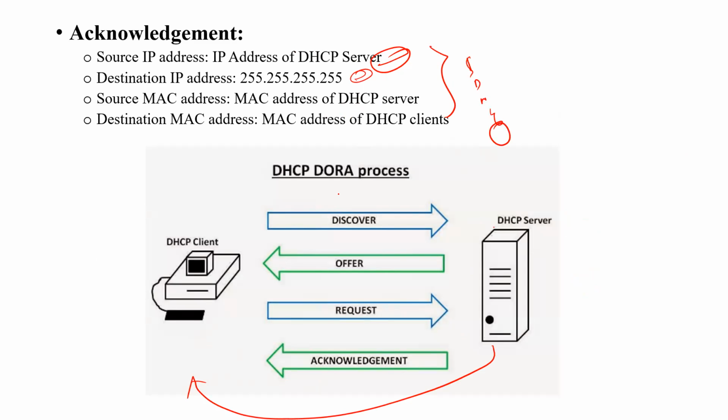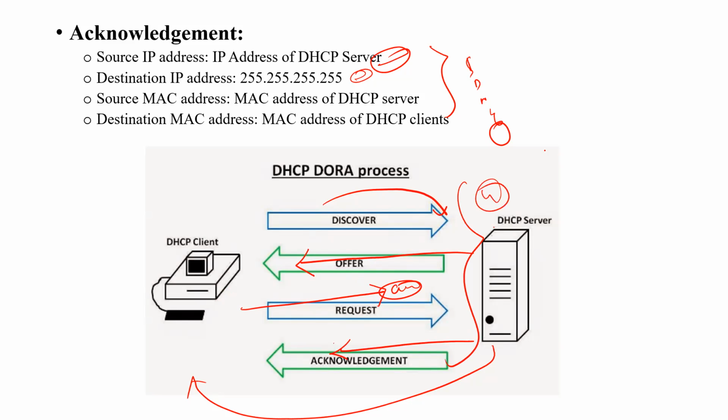In general, these are the 4 steps. The DHCP client discovers the DHCP server. Once discovery has happened, the DHCP server offers an IP address. The DHCP client accepts the IP address. And the DHCP server sends the acknowledgement, confirming that it is assigning this IP address to you.